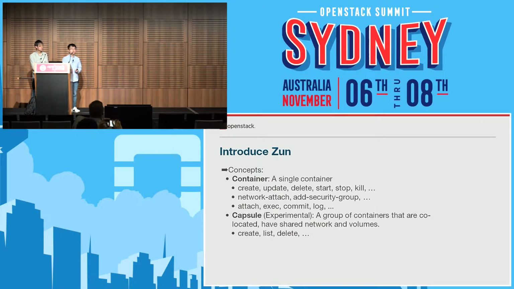And we are rolling out a new set of APIs called Capsule. A Capsule is similar to a pod from Kubernetes. It represents a group of containers that are co-located, co-scheduled, and have shared network and shared volumes. So these are the two key concepts of Zun.